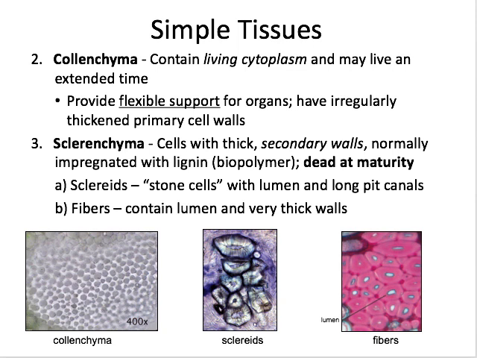Two different types of sclerenchyma include things like sclereids, which are referred to as stone cells. We often see these in fruits such as pears, and this gritty texture that we find in the fruit is the sclereid cells that provide support. Another common type of sclerenchyma is fibers. Fibers are often found in stems and leaves, providing additional support with their very thick cell walls. Again, all types of sclerenchyma have both primary and secondary cell walls, whereas parenchyma and collenchyma only have primary cell walls.